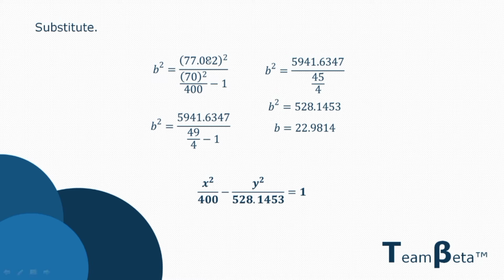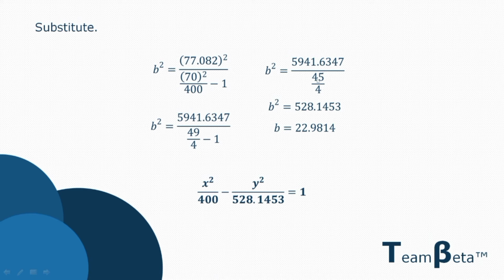If we square 77.082, it will become 5,941.6347. And if we solve for 70 squared over 400, it will become 49 over 4. Lastly, if we subtract 1 from 49 over 4, it will become 45 over 4.